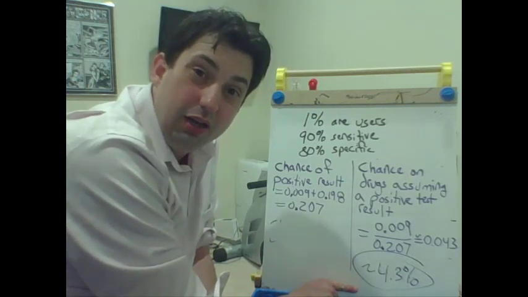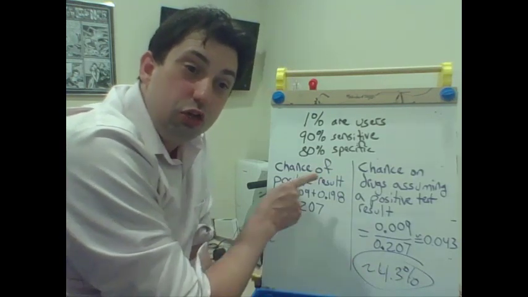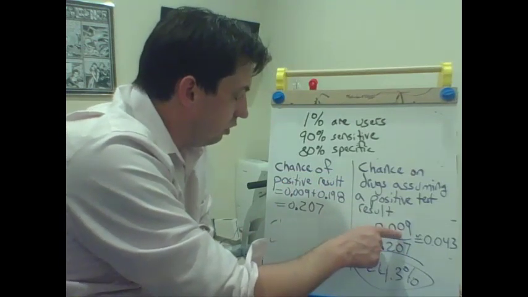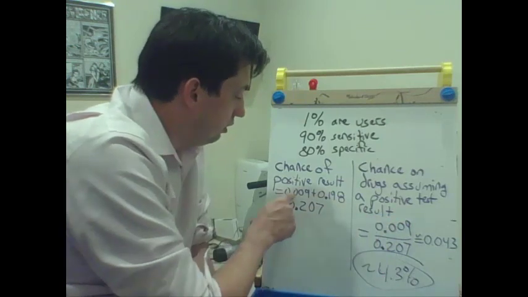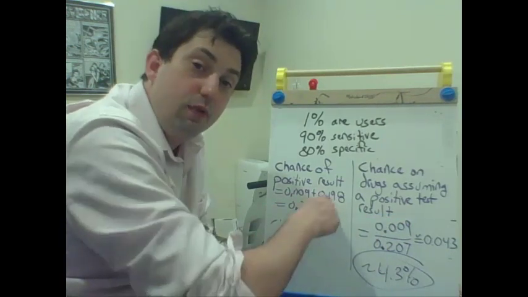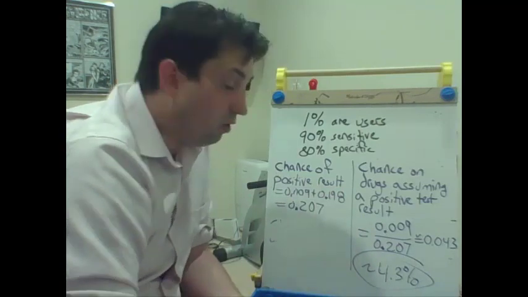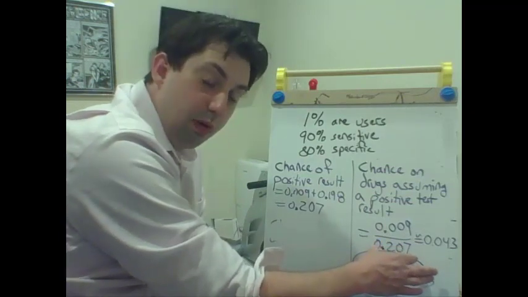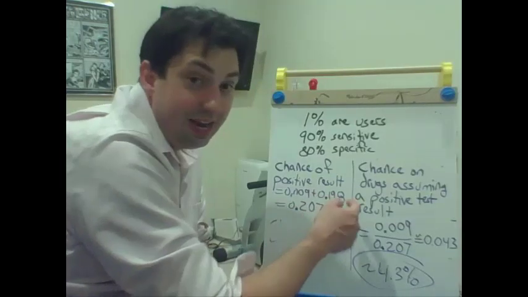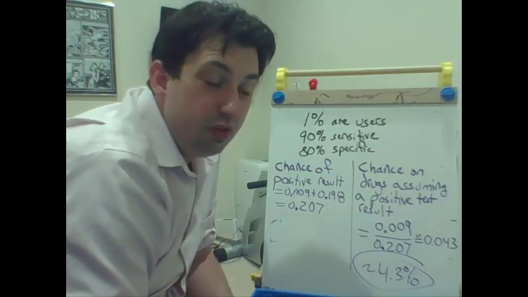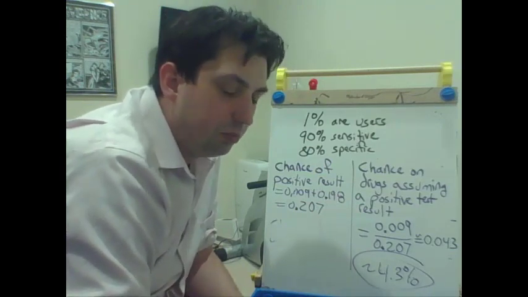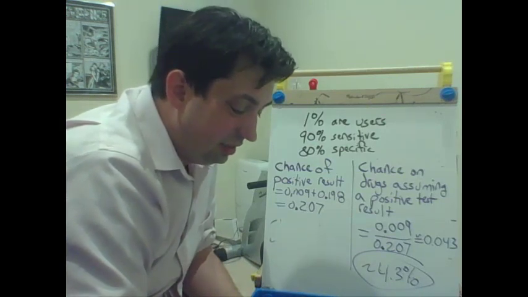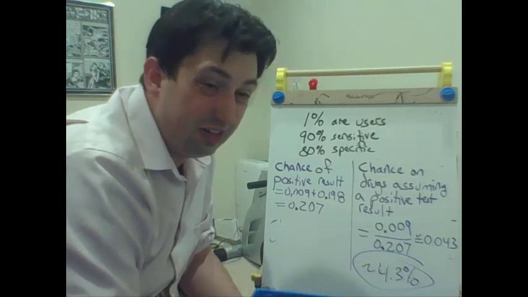And the reason why this is so different goes back to where we got that denominator from. Note, we got that denominator by taking our true positives and adding in our false positives. And the false positives is huge. The false positives completely overwhelm the true positives. Right? Most of that 0.207 is from the 0.198. And so even though the test seems like, oh, it's like 80% specific, it's like, well, 80% is really low. It's really low. It's not good at all.